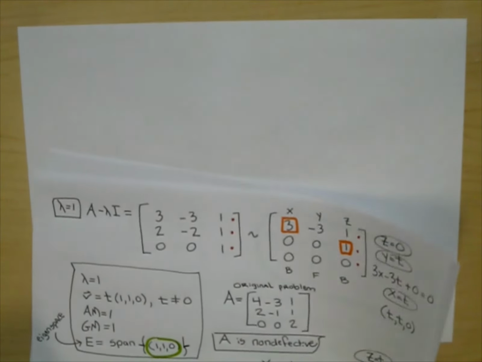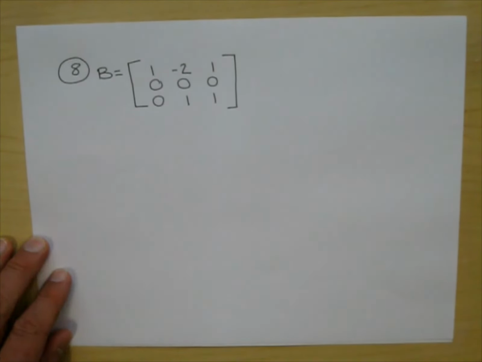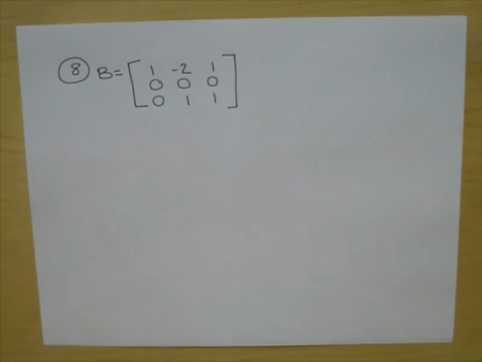Let's move on to the next example. Example number 8. We have a 3 by 3 matrix, and we are to find the eigenvalue eigenvector pairs, algebraic multiplicity, geometric multiplicity, eigenspaces, is B defective, etc. So there's a lot of things that we want to find on this. So here it goes.